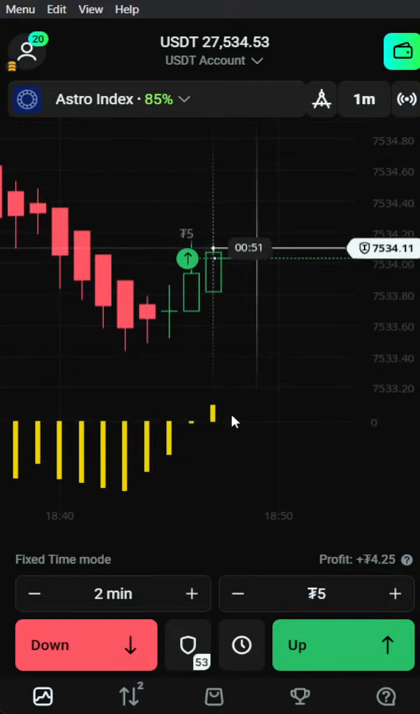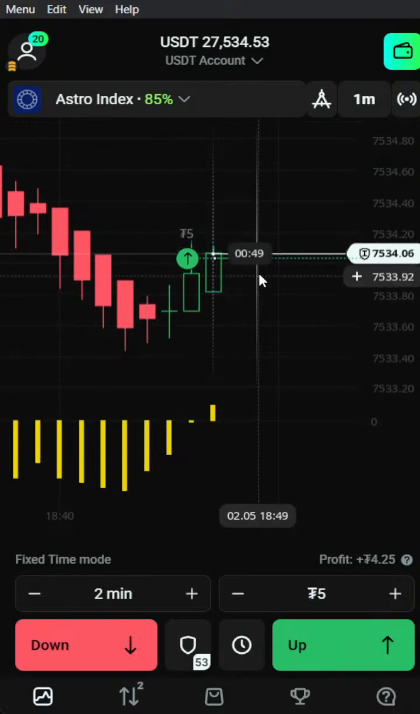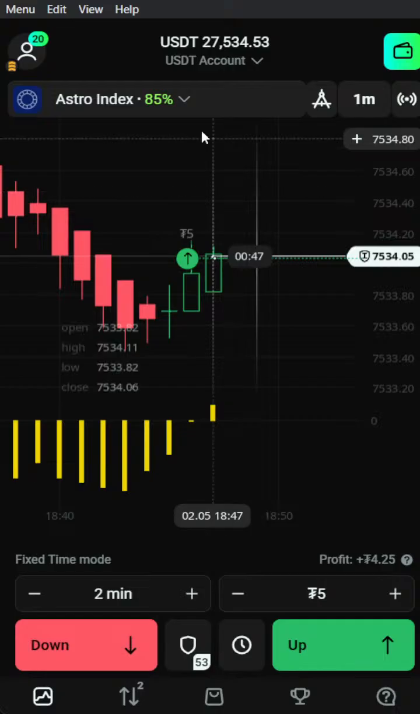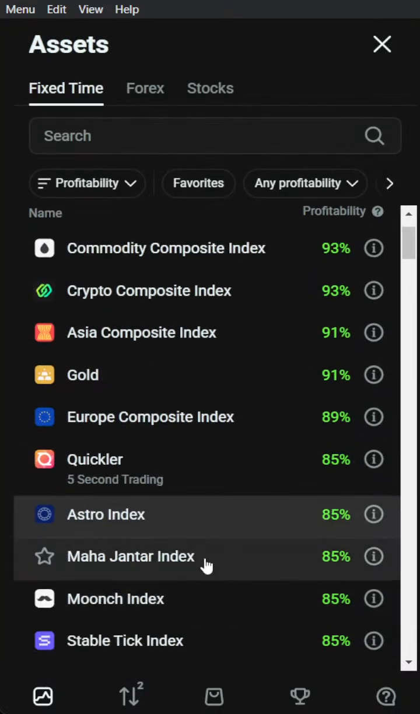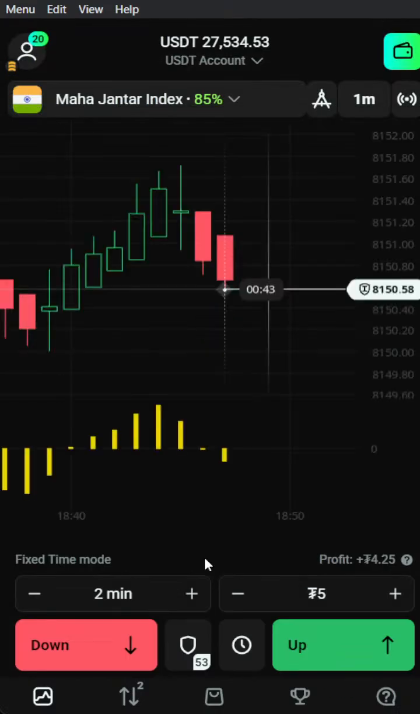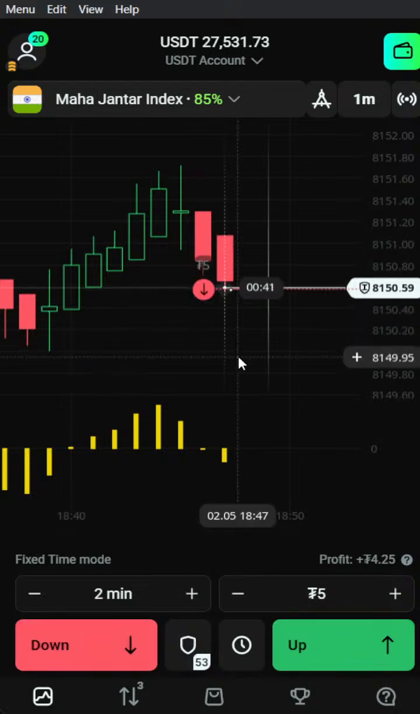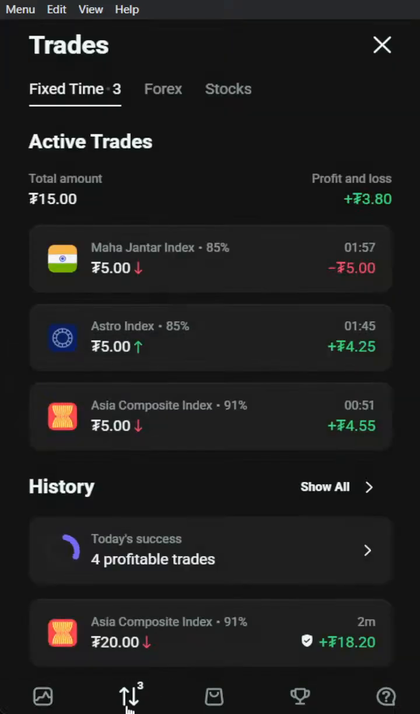We have a signal in Astro Index, DPO confirmed, Heikinashi confirmed. I made a trade down at Mahajantar. Good going, Abhinav sir. Only Abhinav sir. Yes, down at Mahajantar I have made a trade. Now we have two active trades at the moment, three active trades. Two of them show positive. Mahajantar, I think it will go positive. Okay, now three are positive. So the signal we cashed was right.